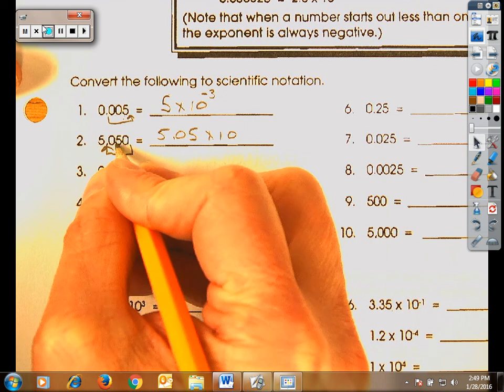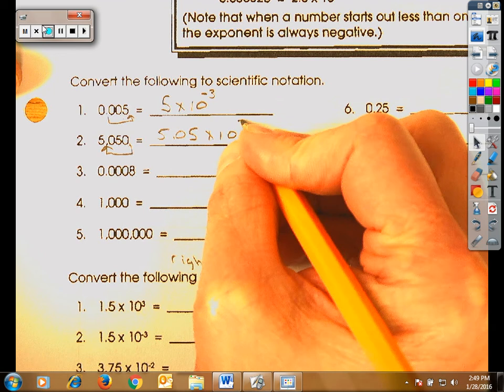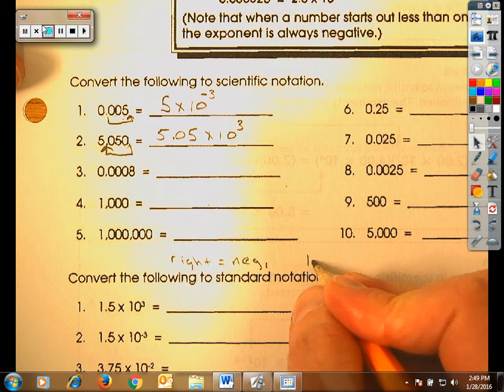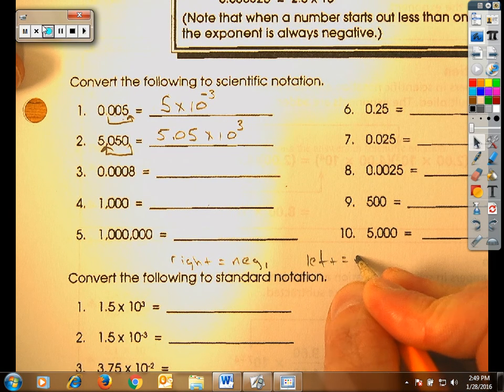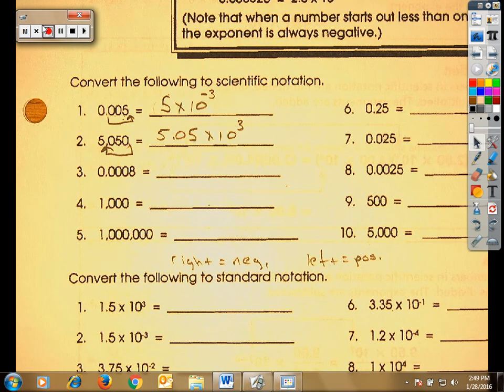We moved it 3 places again. 1, 2, 3. We went to the left this time. When we go to the left, it is going to be a positive exponent. So it just stays positive 3.